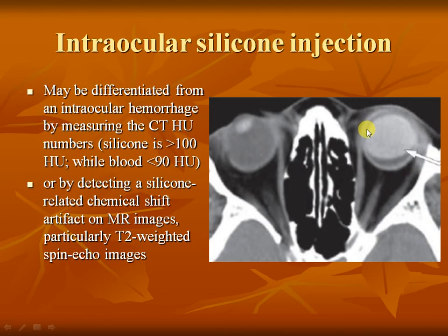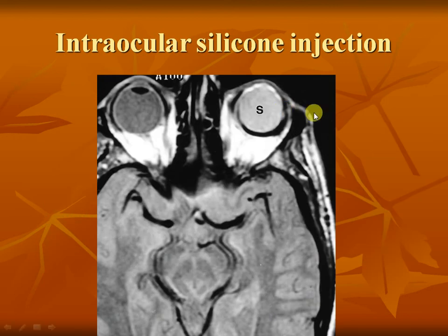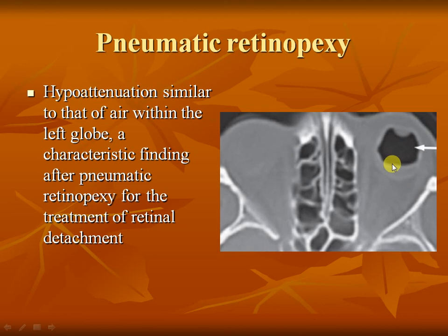Intraocular silicone injection, you see it in the CT scan as a dense object, and in the MRI it will produce an artifact. Okay. The silicone, how to differentiate it from intraocular hemorrhage? Silicone has a density of more than 100 Hounsfield units, while blood is usually less than 100 Hounsfield units. To keep in mind. Okay. You can see here this intraocular silicone injection, the difference in the signal intensity between the normal and the abnormal eye globes.